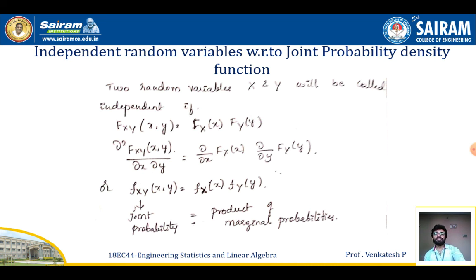So I will have the joint probability density function like this, that is small f of x comma y will be equal to f of x into f of y. With this condition we can say that the two random variables x and y are independent in case of joint probability density function. So this is for joint probability density function, and this is for joint cumulative distribution function.